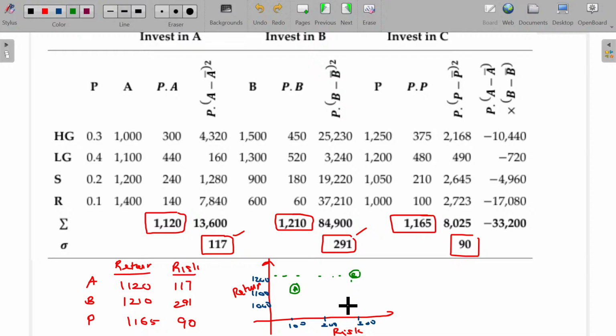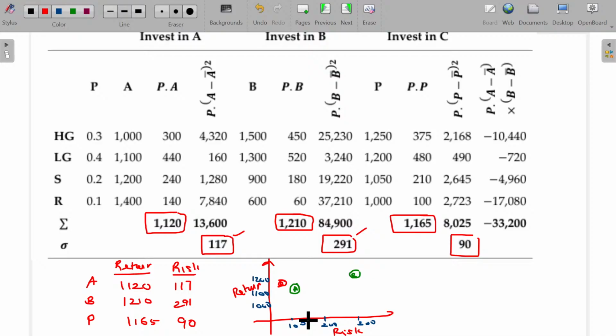So what happens here? A, return is lesser, risk is also lesser. If the dot moves towards the y-axis, then it is less risky. And if the dot moves towards the x-axis, then your return is also lesser. So from this, it is very clear A is giving you lesser risk, lesser return. B gives you more risk, more return. But if you go for the portfolio, your return is 1165 and risk is 90.